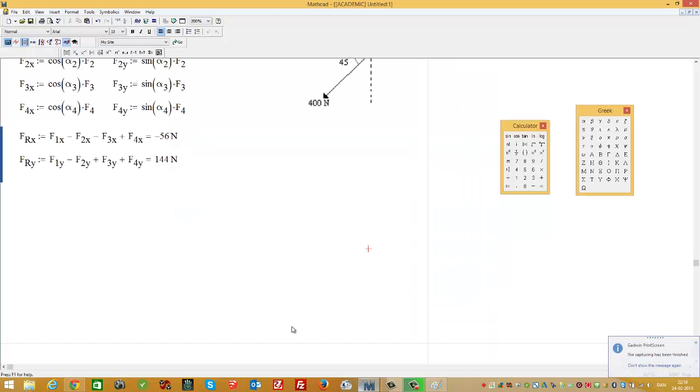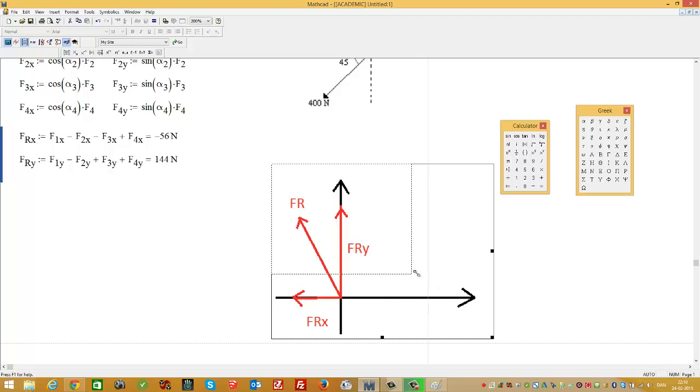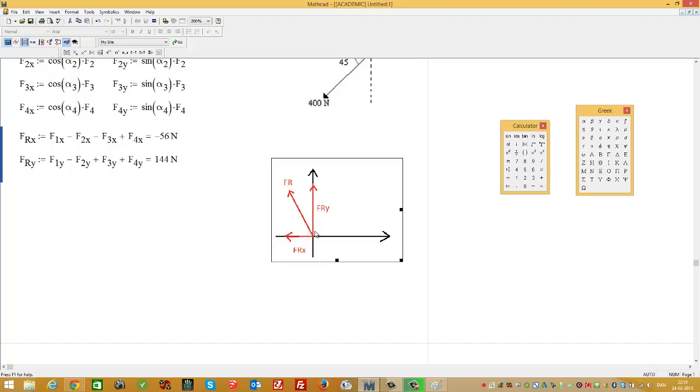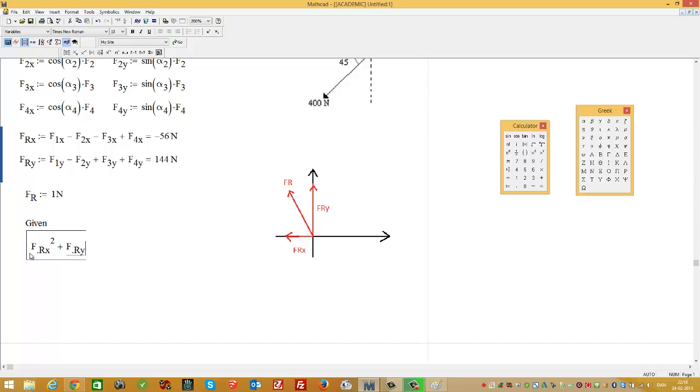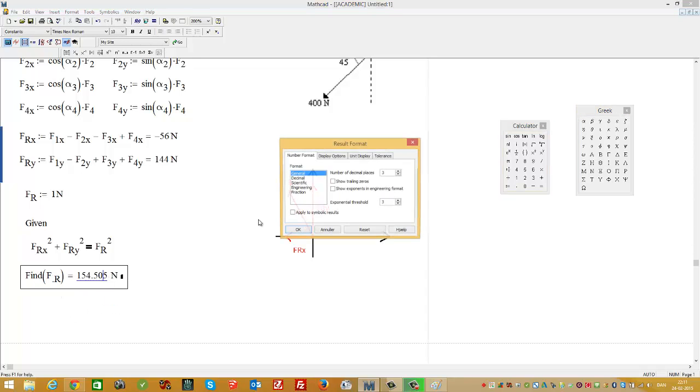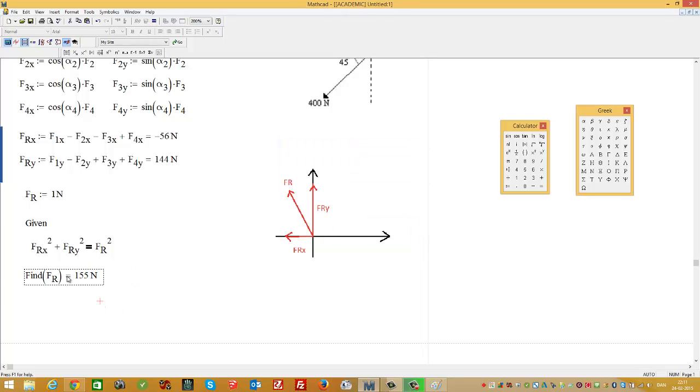Go to MatCat. That was better. First I'll find the magnitude of FR, and again as in the previous assignment it's just to use Pythagoras. So I make a guess of FR, set 1 Newton, and then I use given, then I set frx squared plus fry squared, Boolean equal sign, should be fr squared. And then I can ask for fr. I use integer. And this is the final result.